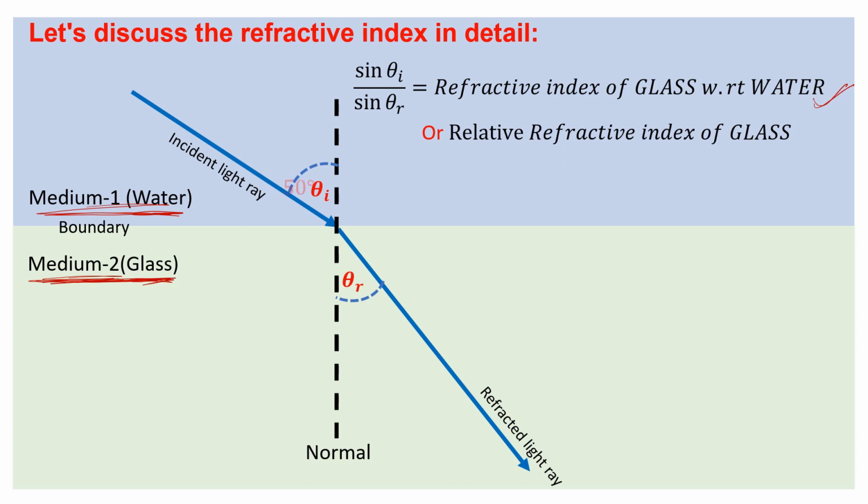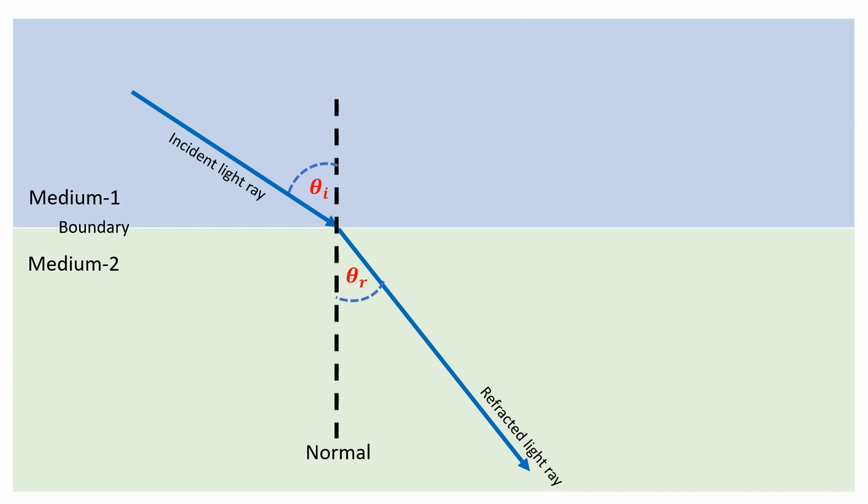Let's take the angle of incidence as 50 degree. The angle of refraction is 43 degree. Let's calculate sin 50 divided by sin 43. It is what? 1.125. What is this? This is the refractive index of the glass with respect to the water.